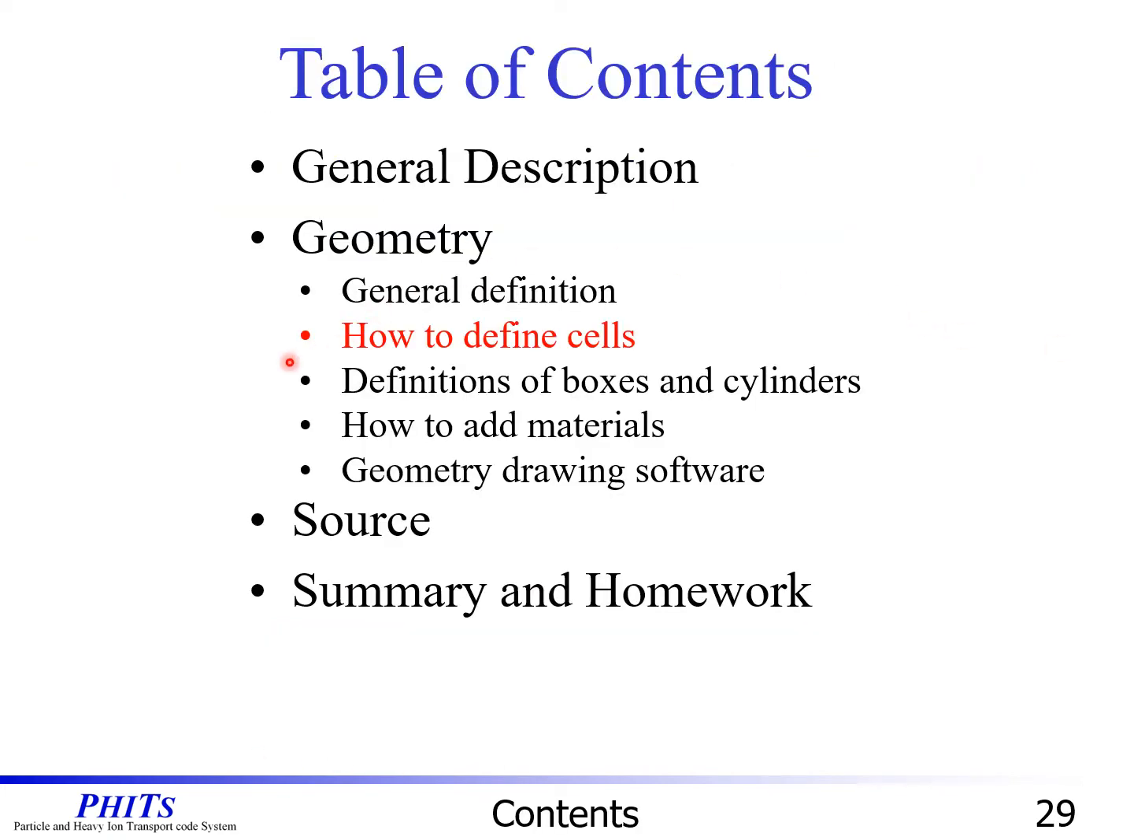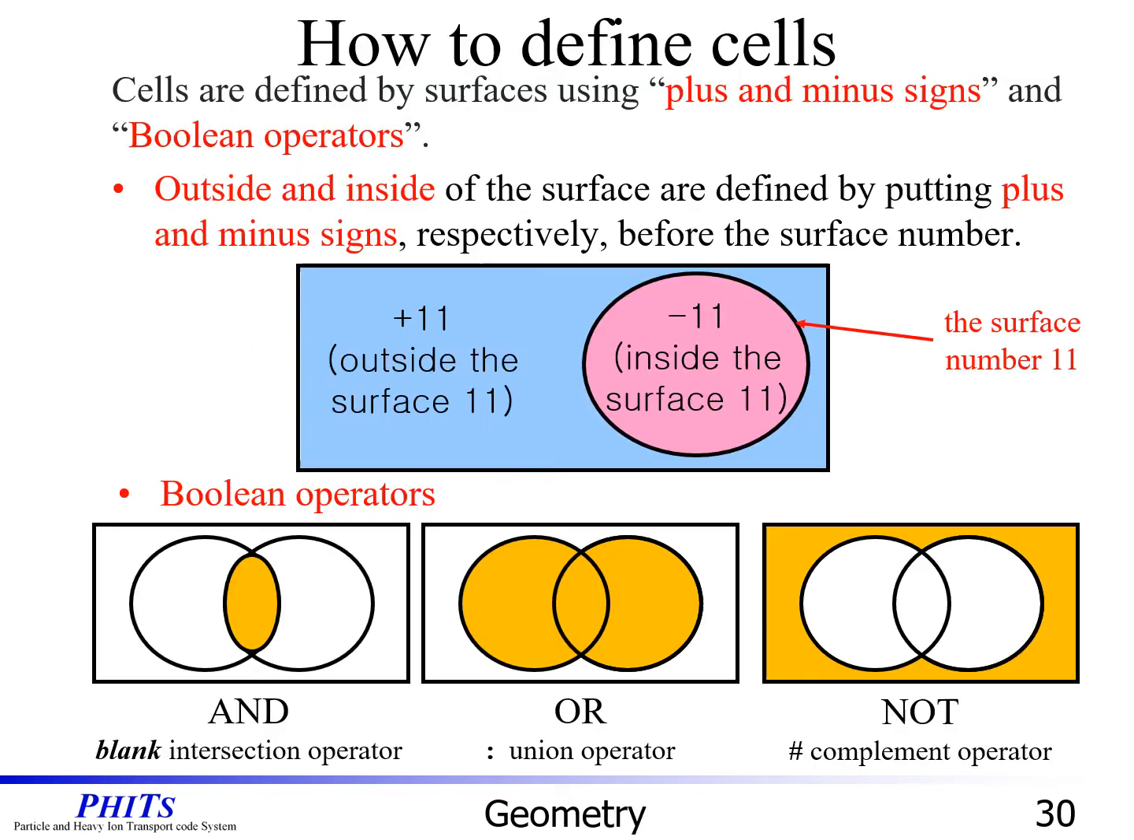Next, proceed to the method of defining cells. The topic of this subject is how to define cells. Cells are defined by surfaces using plus and minus signs and Boolean operators. At first, a plus sign on the surface number means the outside of the surface, and a minus sign means the inside of the surface. Boolean operators are used when you define a cell by combined use of more than two surfaces. The details will be shown in the next slides.